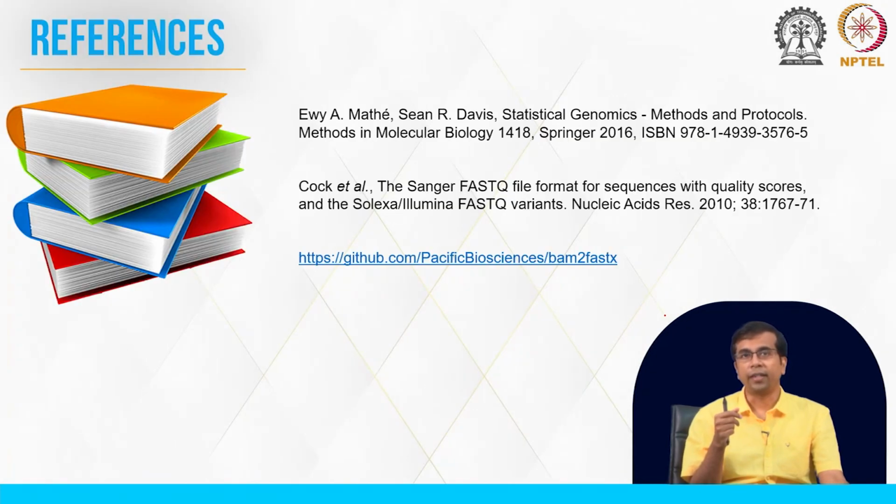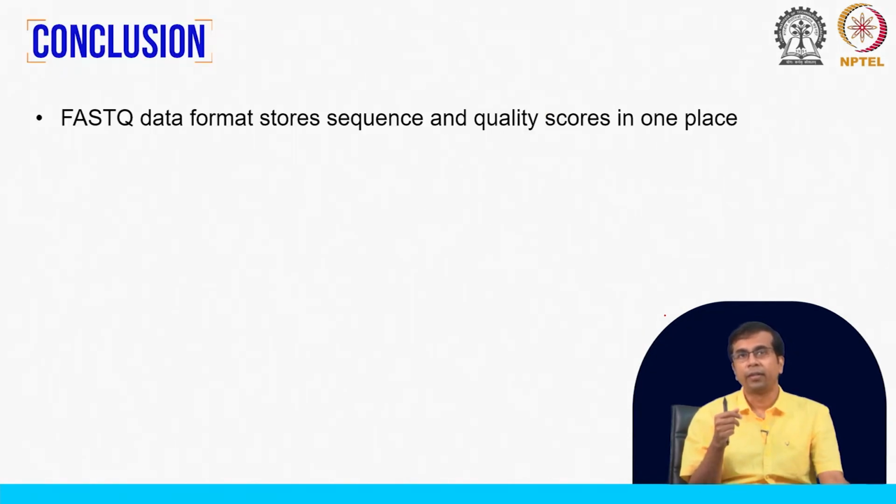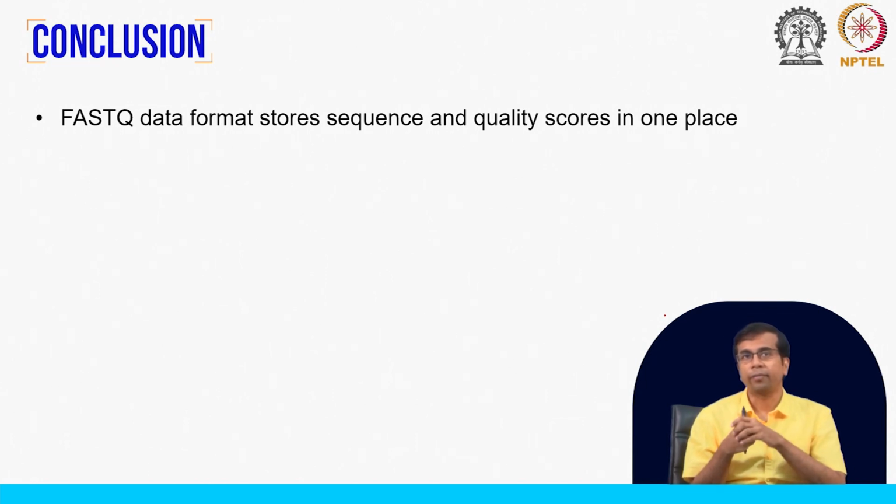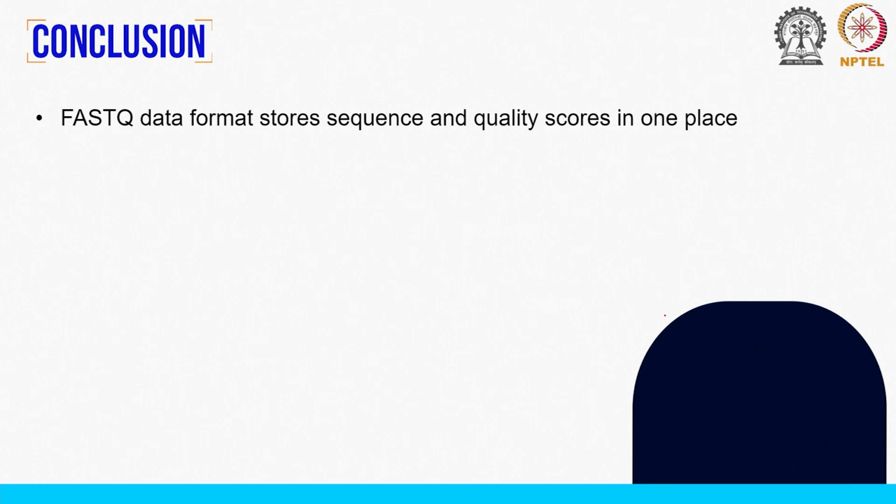Okay. So these are the references that we have used. Just to conclude, we have talked about the FASTQ data format in detail. This is a data format that stores sequence and quality score in one place.